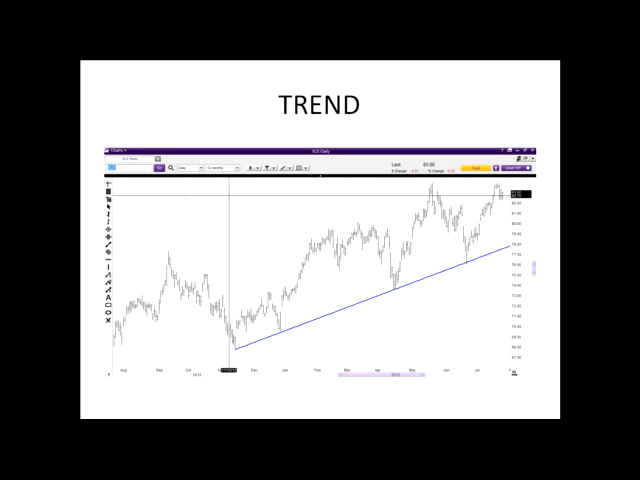Go up, come back down, hit a spot, come back up, hit a spot, come back up, hit a spot, and each spot is higher than the previous spot that you hit before.